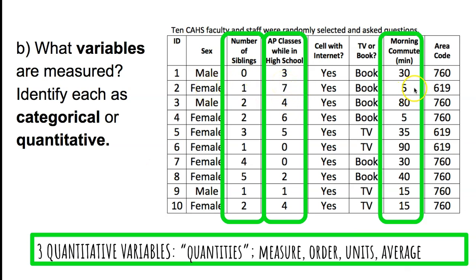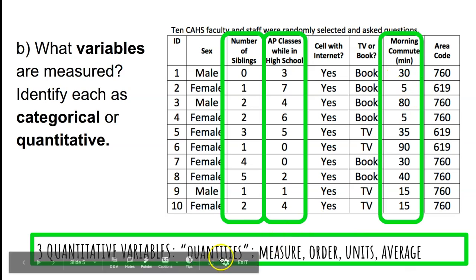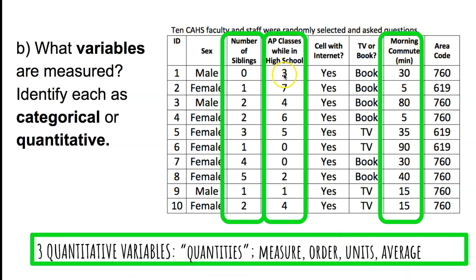Impressive. And then this column over here, morning commute, 30-minute commute, 80-minute commute. All those are quantities, things that we could measure, things that we could put in order from ascending to descending or descending to ascending. There are things with units, like morning commute, 30 minutes, 3 classes.